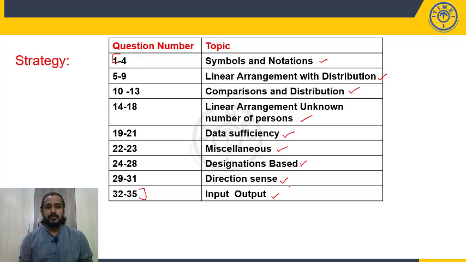Now among all these areas, the way you need to choose the questions is in less time, it should give more marks. So what are the areas which will take less time and give more marks?